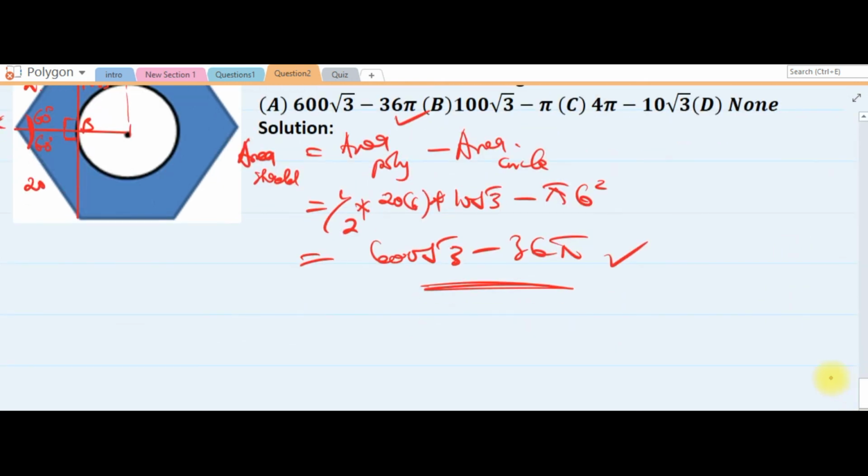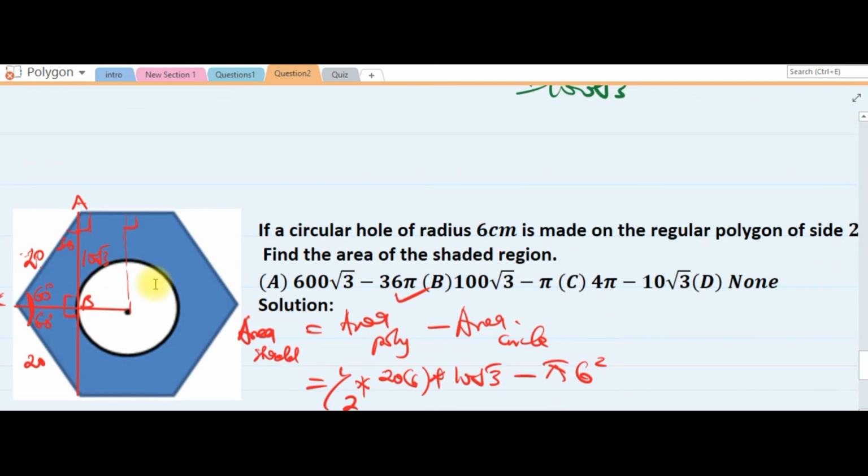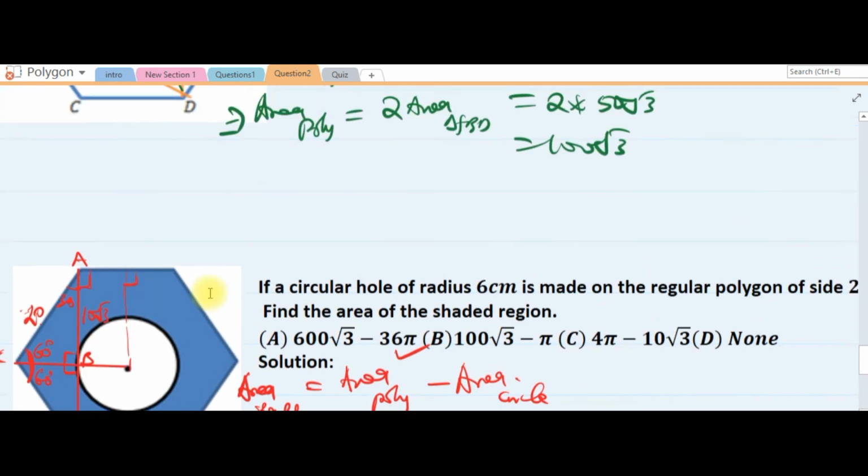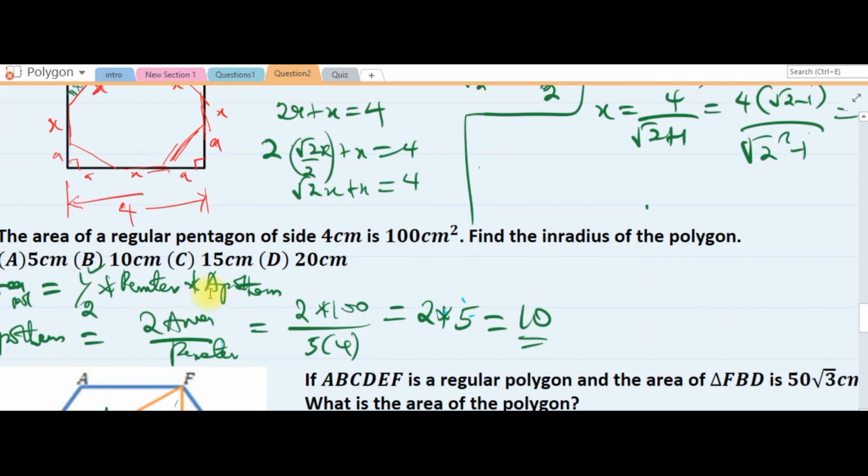So we've come to the end of the questions in Polygon. If you still have a problem, you can just comment and send me. But with this, you can solve a lot of questions.